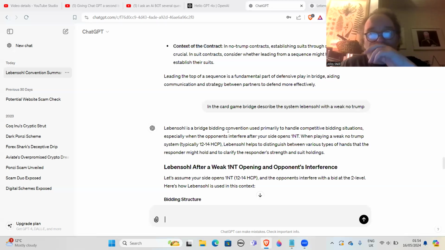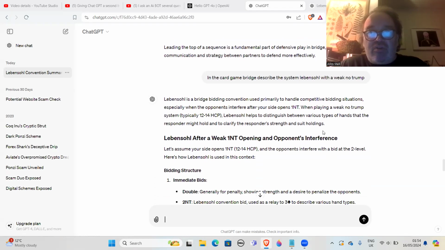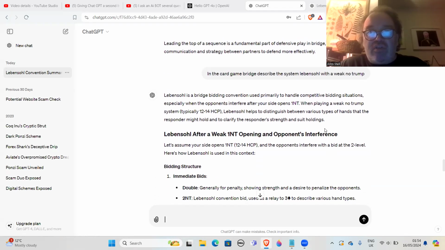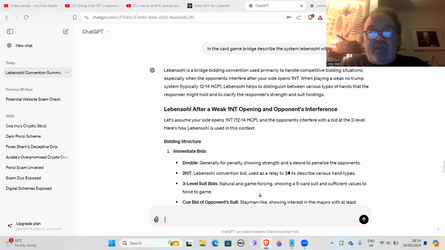Lebensohl is a bridge bidding convention used primarily to handle competitive bidding situations, especially when the opponents interfere after your side opens one no trump. When playing a weak no trump, system 12 to 14 high card points, lebensohl helps to distinguish between various types of hands that responder might hold and to clarify responder's strength and suit holdings. Lebensohl after a weak no trump opening and opponent's interference.